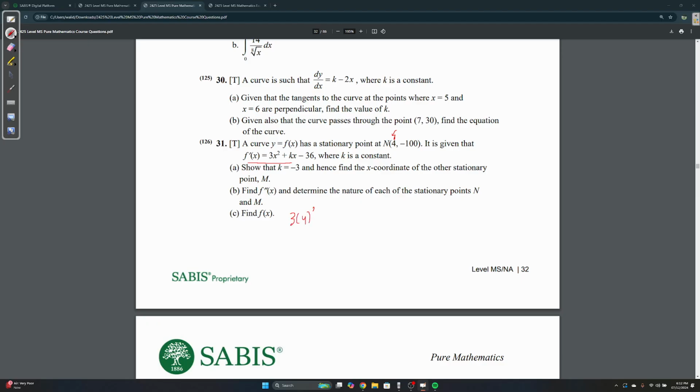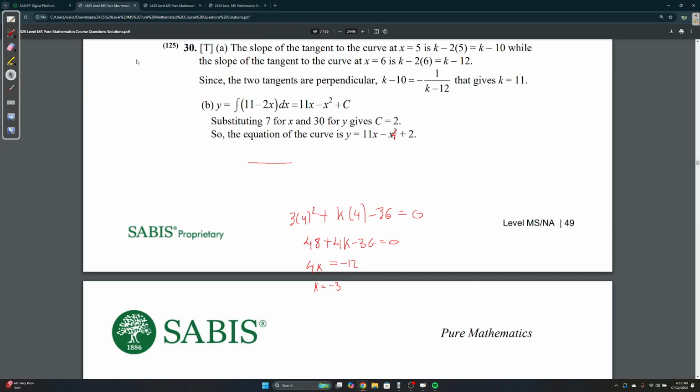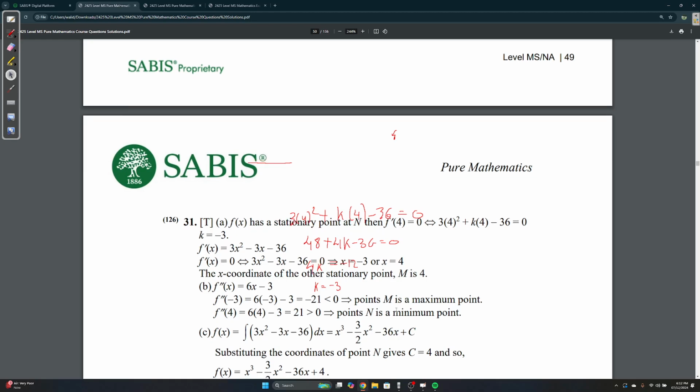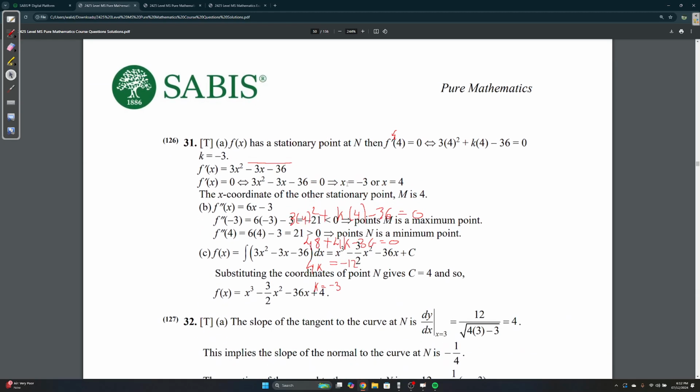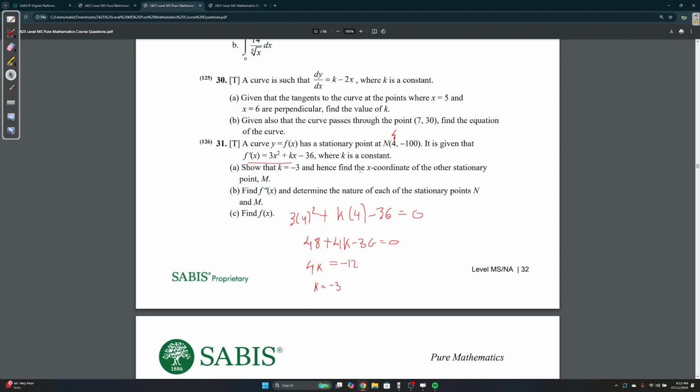point. So 3 times 4 squared plus k times 4 minus 36 is equal to 0. So 16 times 3, 48 plus 4k minus 36 equals 0. You're going to get 4k is equal to negative 12. So k is equal to negative 3. What do they say? Find the other stationary point.